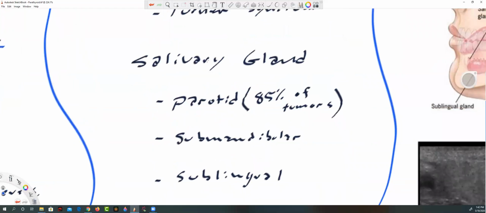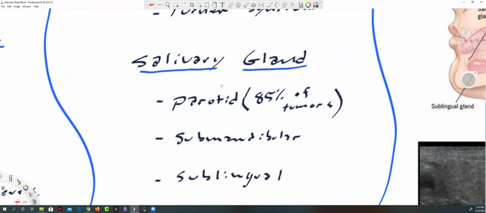Salivary glands. I said it right that time, but I oftentimes really mess up that word. I think I try to say saliva and salivary at the same time, so I say salivary. But anyway, salivary glands.